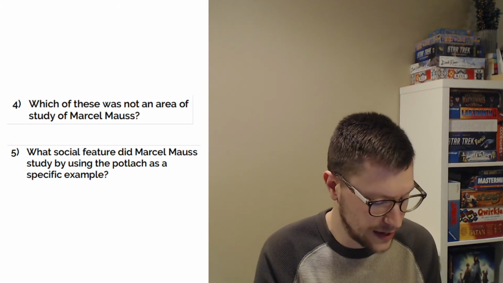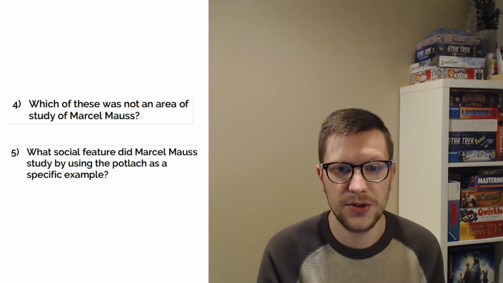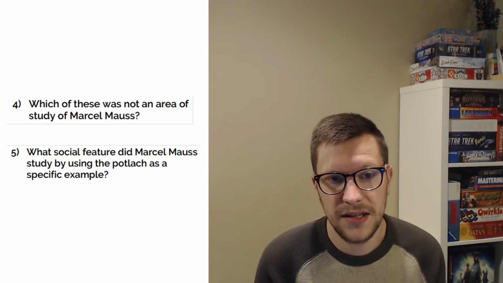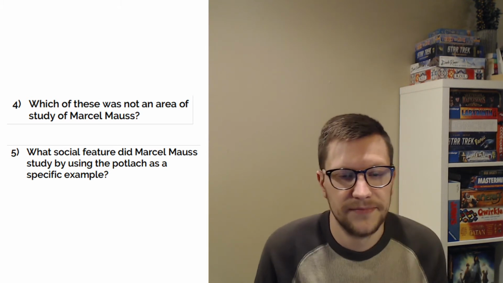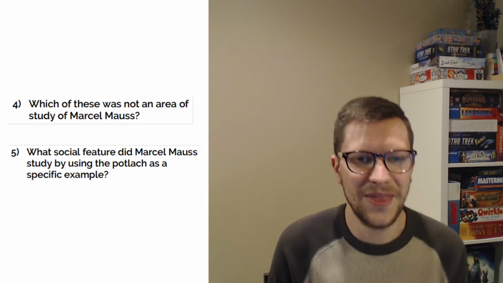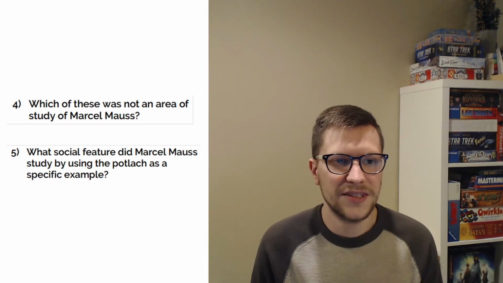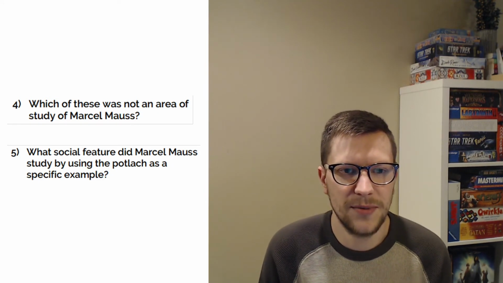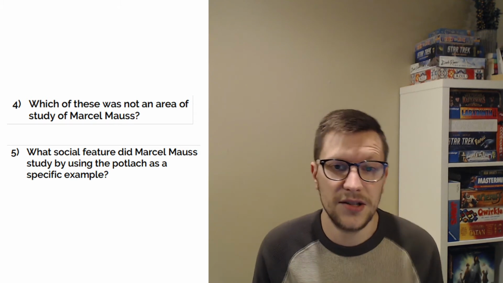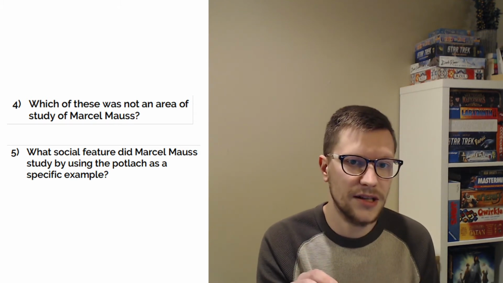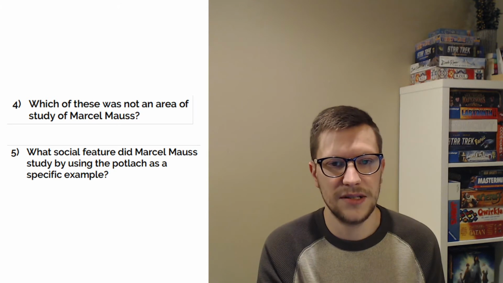Number 4, ask questions a student could answer without the choices. So this is just looking at the example. Which of these was not an area of study of Marcel Mauss? I don't know, because I don't know what these are yet. Versus what social feature did Marcel Mauss study by using the potlatch as a specific example? A student could write that answer in, not given answer choices.